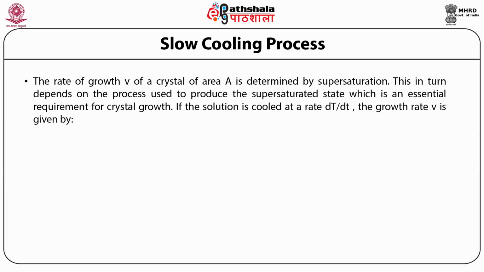The rate of growth V of a crystal of area A is determined by supersaturation. This in turn depends on the process used to produce the supersaturated state, which is an essential requirement for crystal growth. If the solution is cooled at a rate dT/dt, the growth rate V is given by V = (V/ρA)(dNE/dT)(dT/dt).